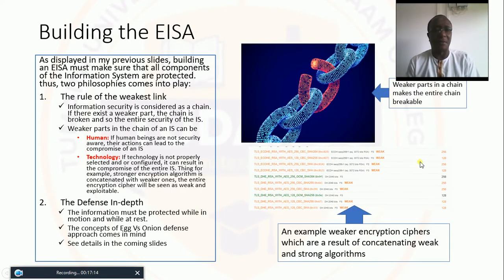As I said earlier in my previous slides, building EISA must make sure that all components of the information system are protected. An information system is like a chain of rings. And the concept of the weakest link comes in like in this example. When in a chain there is a ring which is weaker, once broken, the entire chain is broken. That is the concept of the weakest link.